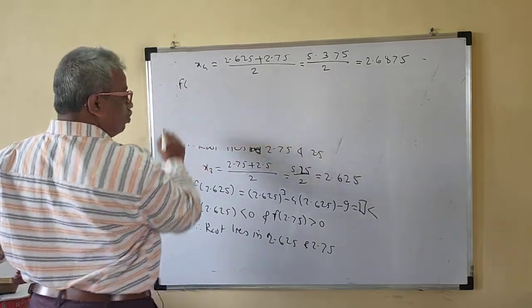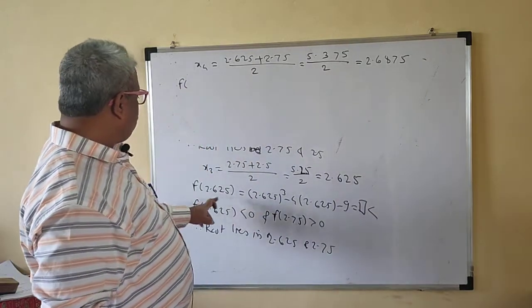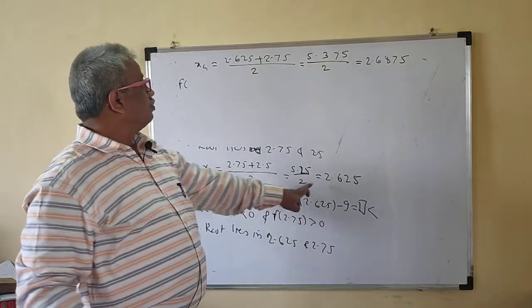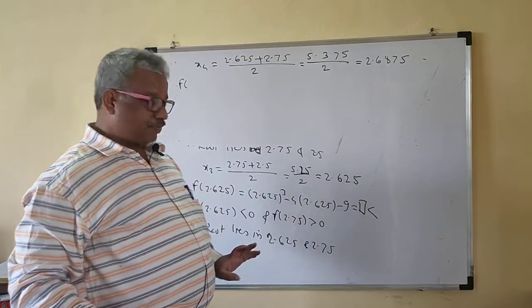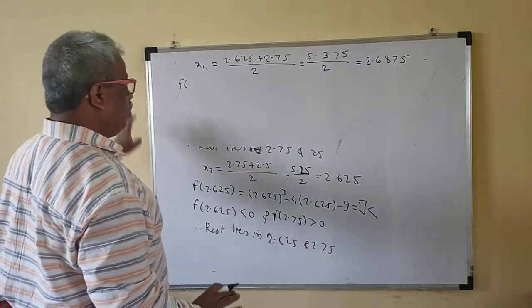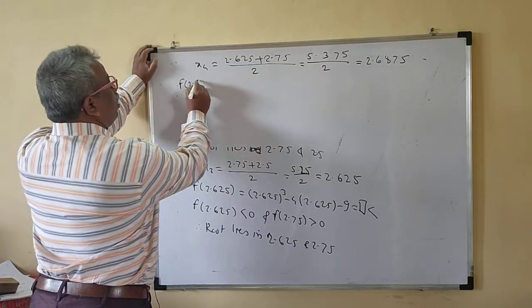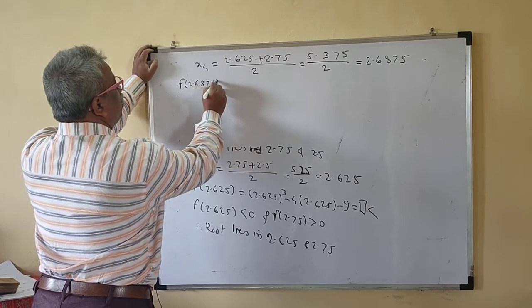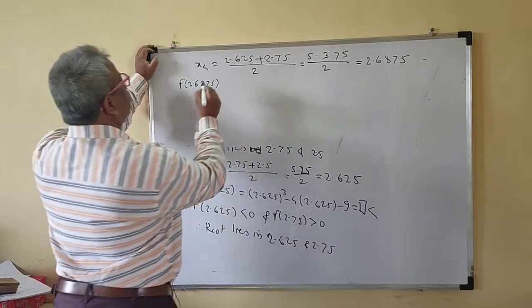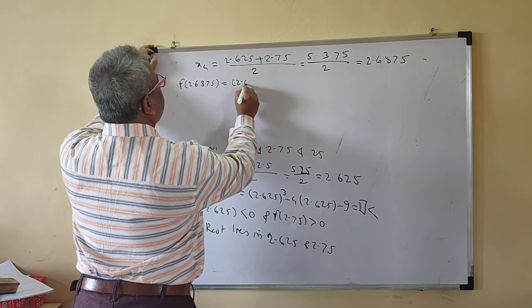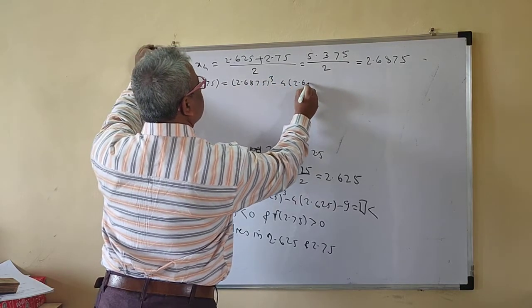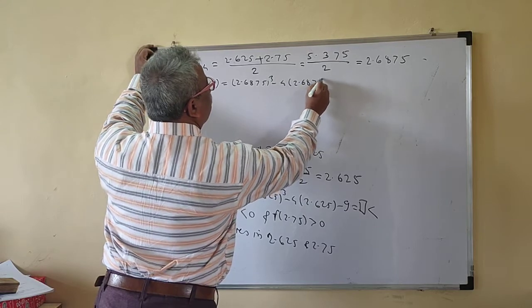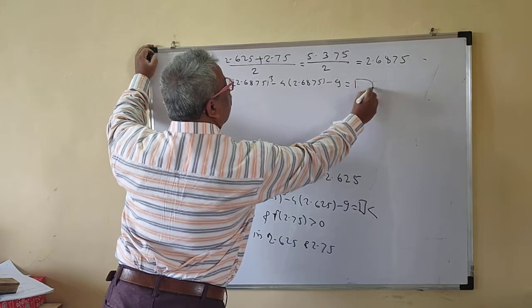F of, now see, your x3 is what? x3 is this 2.6. Up to 1 decimal places they are correct now. Okay? So now we'll find this f of 2.6875. Okay? So this is equal to 2.6875 cube minus 4 into 2.6875 minus 9. Find the value of this one.